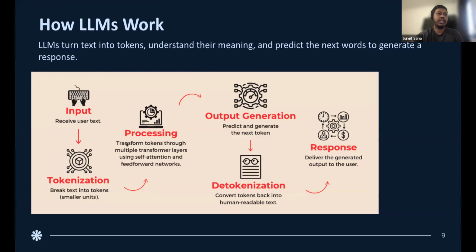Then it is sent for processing, and after processing these tokens, the LLM provides the output. The output is generated, and de-tokenization is done: the tokens are converted again into a sentence, and the response is sent to the user. This is the overview of how an LLM works.